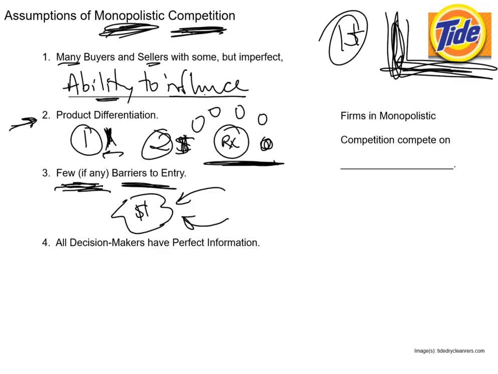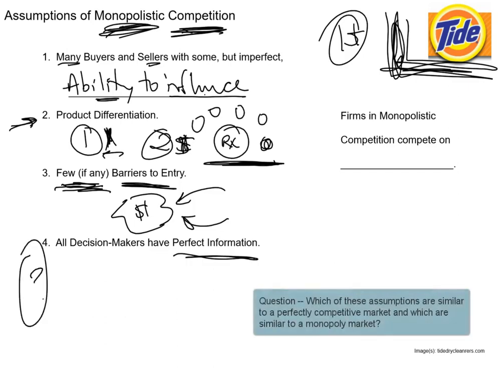It seems like the big barrier is this product differentiation, but other than that, not really a big significant barrier to entry. And then again, we keep with the assumption about a perfectly competitive market. And so then my follow-up question about all this is, all right, step back and take a big picture look at this. Which of these assumptions are similar to a perfectly competitive market? And which of these assumptions are similar to a monopoly market?